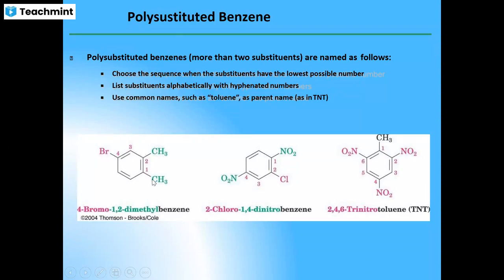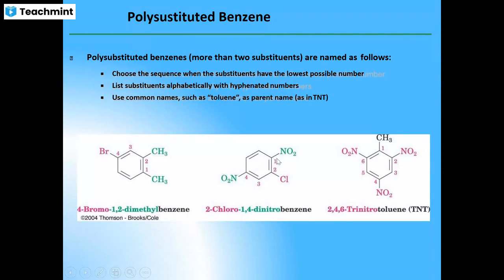At which position is the substituent present? The fourth position, so 4-bromo-1,2-dimethylbenzene is the name of this compound. This is polysubstituted, meaning more than two substituents are present on the benzene ring. Next one is the second compound. In this one, you can see that three substituents are present on the benzene ring.